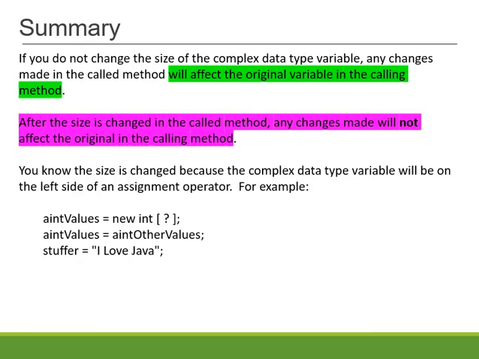To summarize this lecture, for complex variables, any changes to a variable made in a called method will affect the original variable as long as you do not change the size. Once you change the size in the called method, the changes will not affect the original variable in the calling method. You know the size has changed because the complex data type variable will be on the left side of the assignment operator as shown in the examples on the screen.